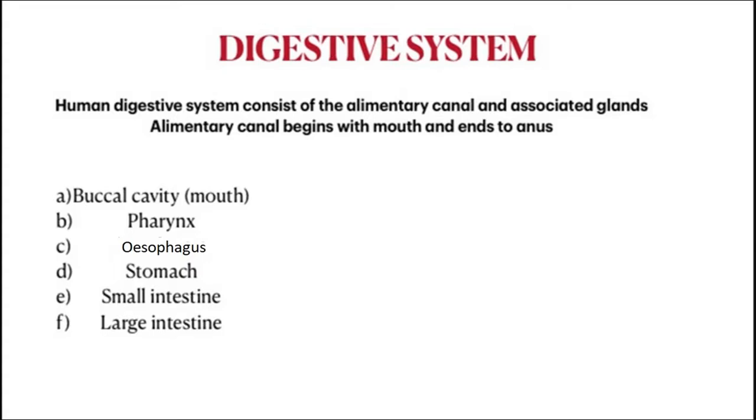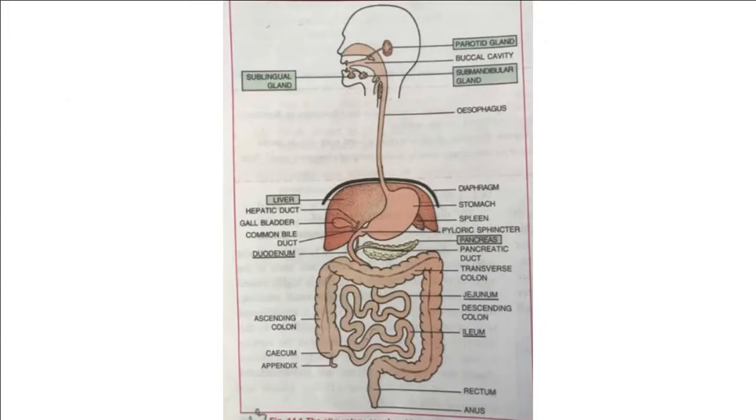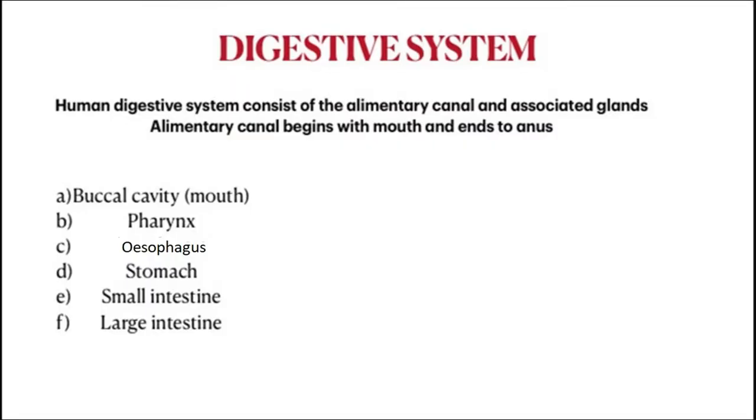Mouth is nothing but the buccal cavity here. Continuous to the buccal cavity, we have the pharynx. You can see in the diagram. Then you have the esophagus, the food pipe, which helps in transferring food from the mouth to the stomach. Then the stomach. After the stomach, we have the small intestine. Then the last part of the digestive system is the large intestine.